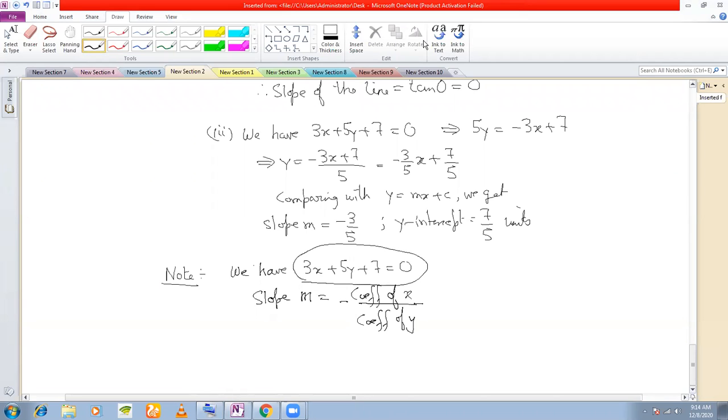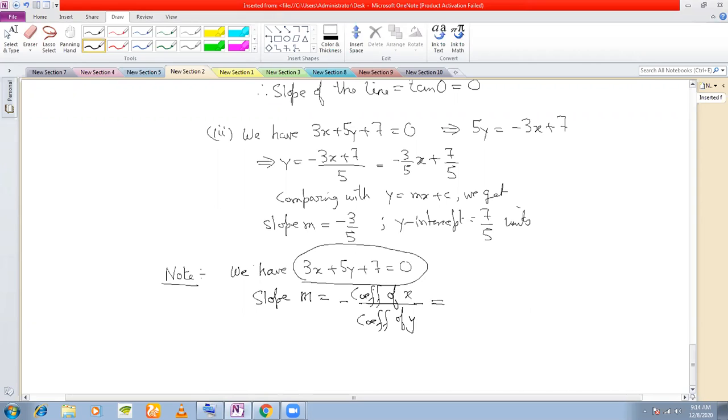Okay, but you are normally expected to convert this to your slope intercept form and then find out the slope. But anyway, this is a small shortcut.